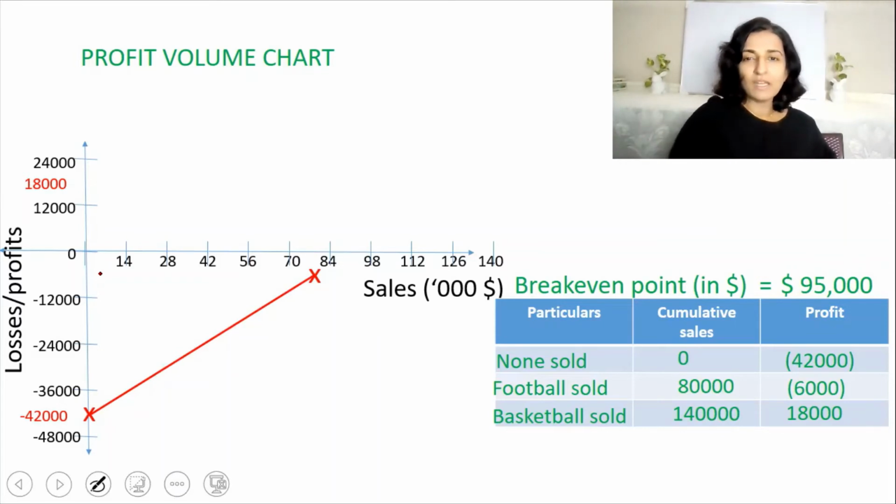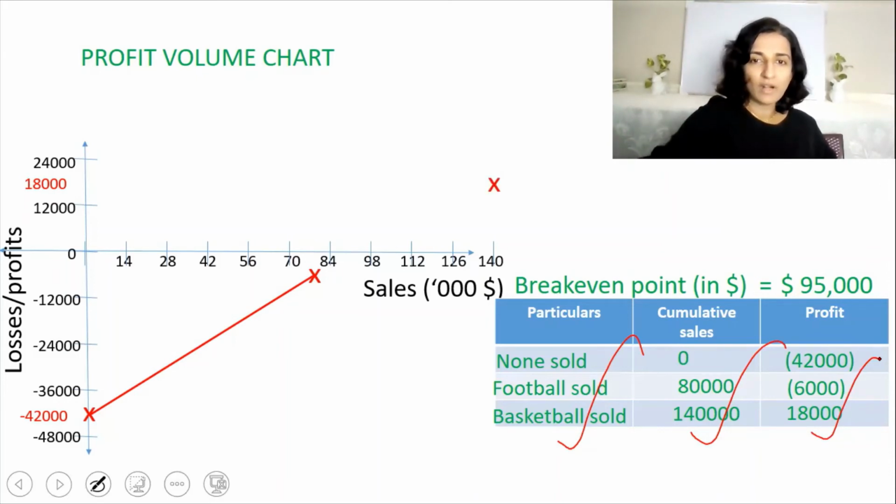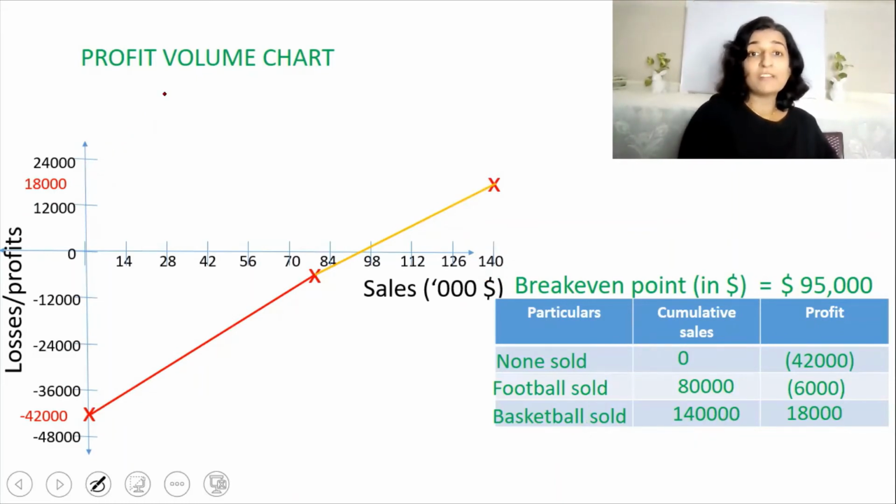Now we will come to the 3rd point. That is when we are selling basketballs, the sales is 140,000 and the profit is 18,000. So the point of plot is here. That is 140,000 is the sale and the profit is 18,000. So we join the line. So if you see here, there is a bend in the profit line. This is what I said. It is a kinked profit line in the introduction.